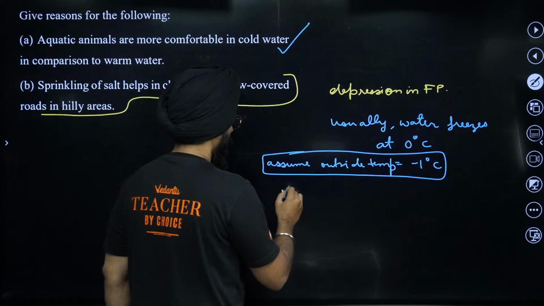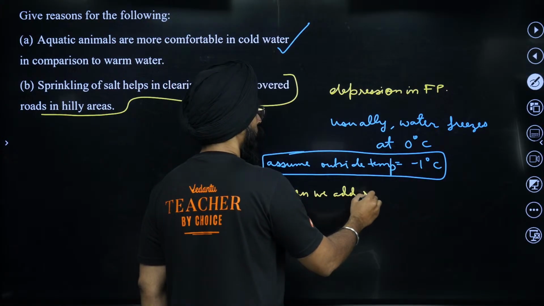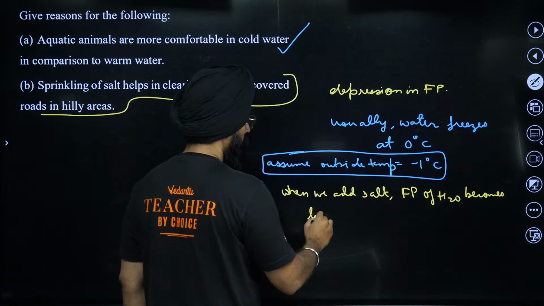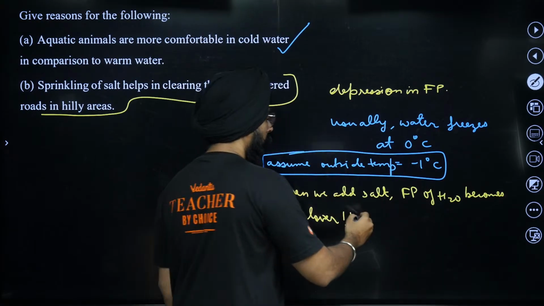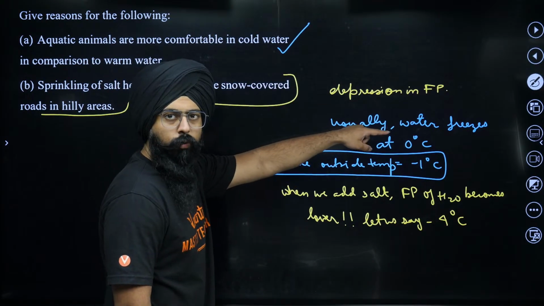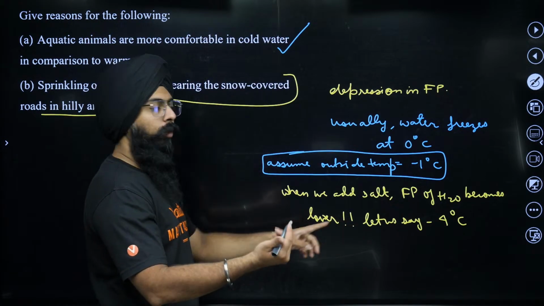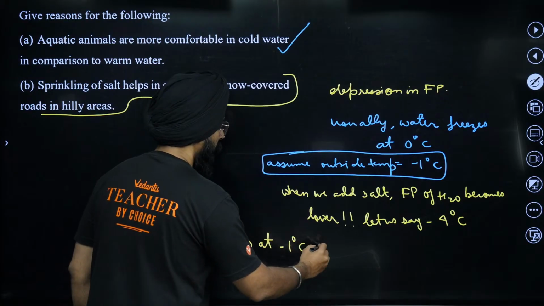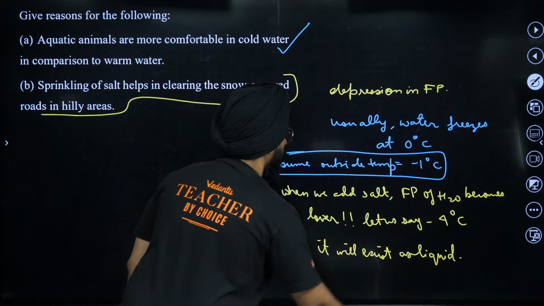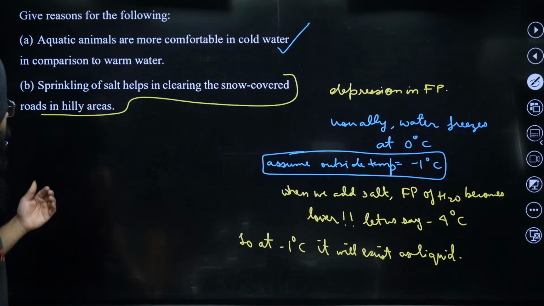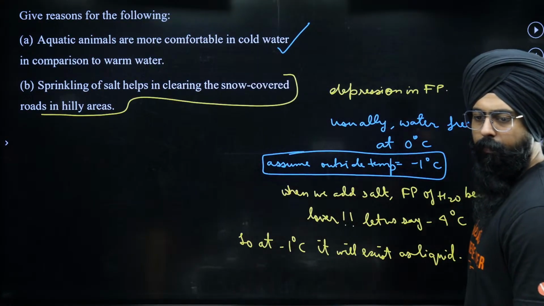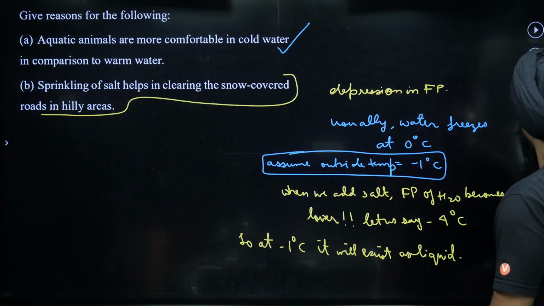Now, when we add salt, freezing point of water becomes lower. Let us say -4 degrees Celsius. So earlier water used to freeze at 0 degrees Celsius, but now water freezes at -4. So at -1 degree Celsius, it will exist as liquid. That is why sprinkling of salt helps clear the snow-covered roads in hilly areas, because the freezing point goes down.